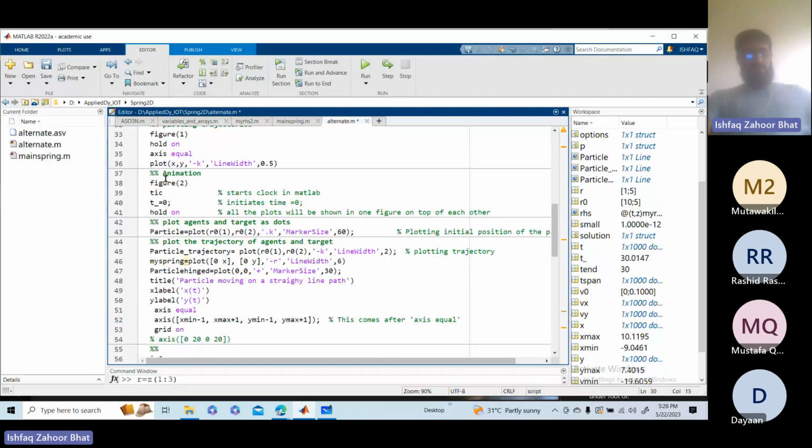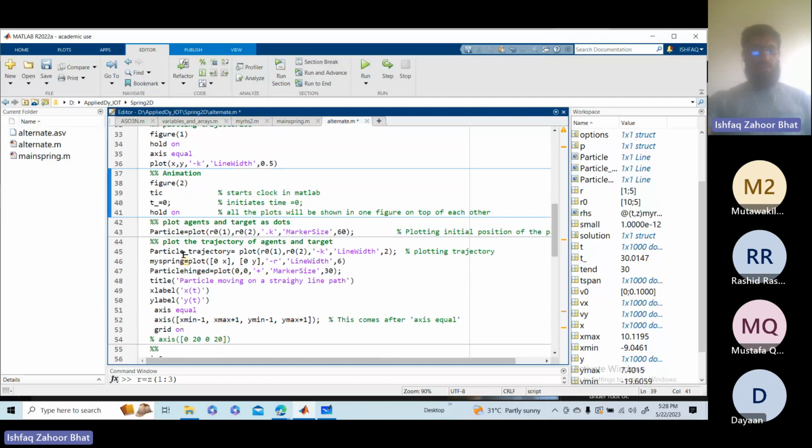And then we want to animate this thing. I have done these things in the previous lecture, that is why I am going fast in these lines. See, here I start a clock. I initiate the new timing. Then I want to plot this. See, our particle is at x naught and y naught, where x naught is nothing but r naught's first component, and r naught's second component is y naught.